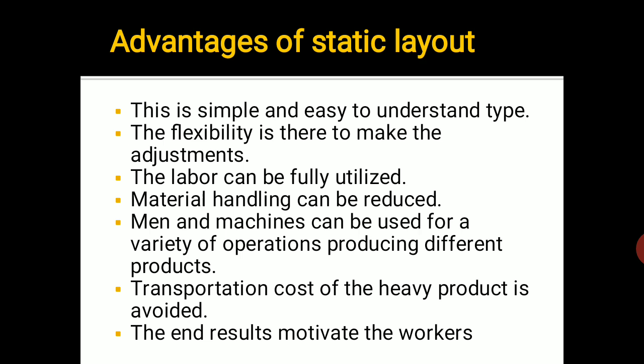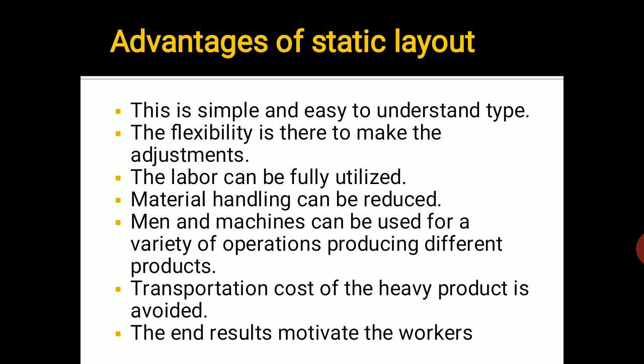This is a simple and easy to understand type. Yes, definitely, because everything comes there, and whatever the requirement is, accordingly the manufacturing is taken up. Next, flexibility is there to make adjustments. Yes, the product does not move, but everything else can be movable. The facilities, equipment and machines are movable, so it becomes easy that whatever things are there, they can be adjusted very well. The labor can be fully utilized. Definitely, if you need 5 labor, and 5 labor are available, they will be brought up for the work, and there the full utility of the labor can be done.